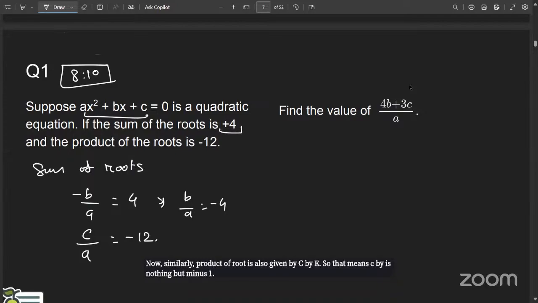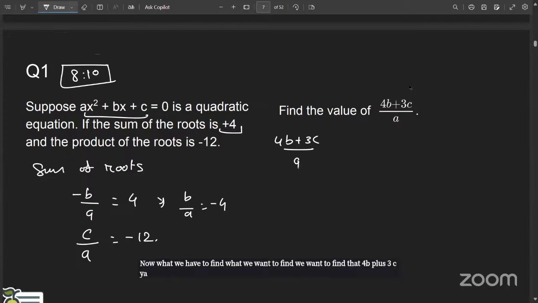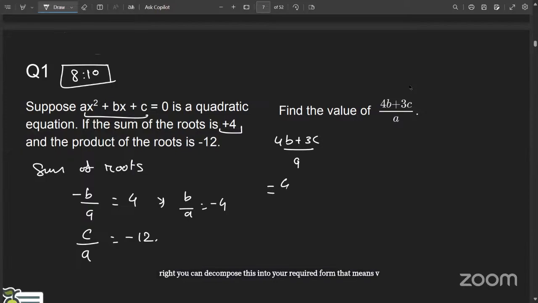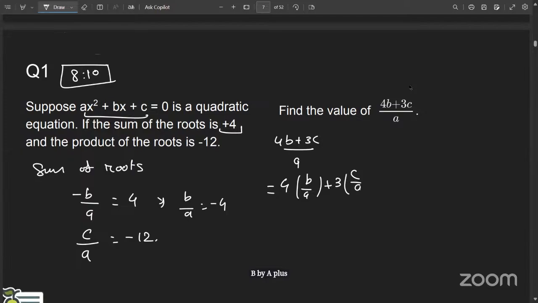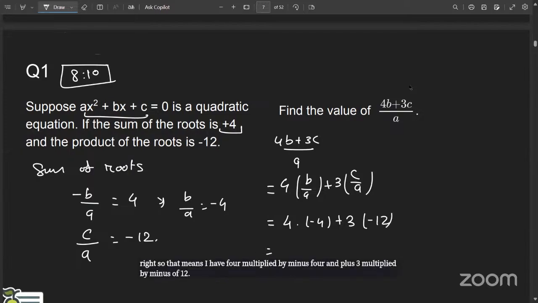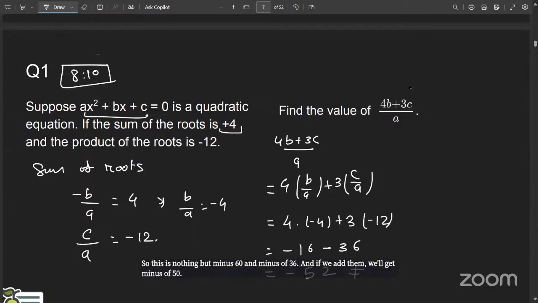Now what we want to find is (4b plus 3c) by a. You can decompose this into the required form, that is b by a and c by a: 4 times b by a plus 3 times c by a. So I have 4 multiplied by minus 4 plus 3 multiplied by minus 12. This is minus 16 and minus 36, and if we add them, we get minus 52. So minus 52 is the answer.